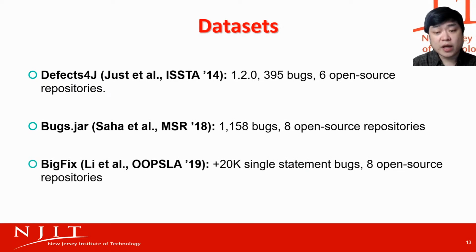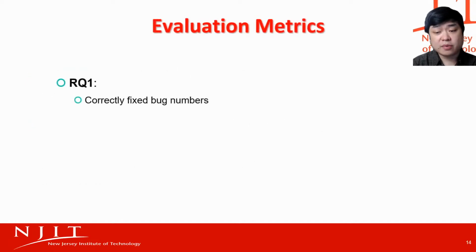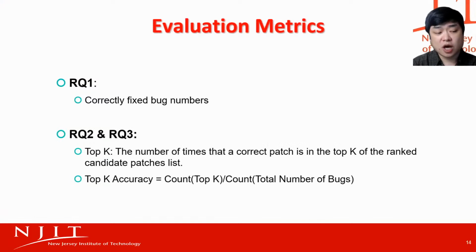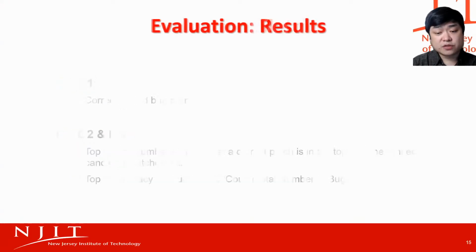In research question 1, we only use Defects4J to do the evaluation. And for research questions 2 and 3, we also added BugAndFix and a bug fix dataset to do the evaluation. We use the number of correctly fixed bugs as the evaluation metric for research question 1. And as for research questions 2 and 3, we use top-K accuracy to evaluate. Here are the results for the evaluation.